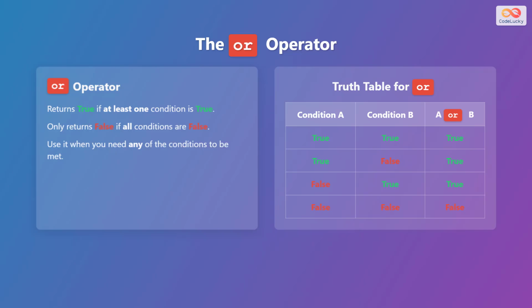Here's the truth table for the OR operator. If condition A is true and condition B is true, then A or B is true. If condition A is true and condition B is false, then A or B is still true. If condition A is false and condition B is true, A or B is true. Only when both condition A is false and condition B is false is A or B false.